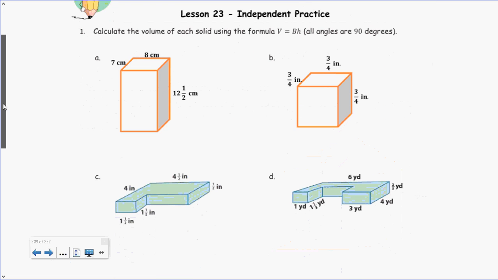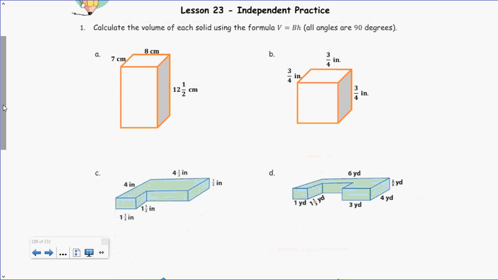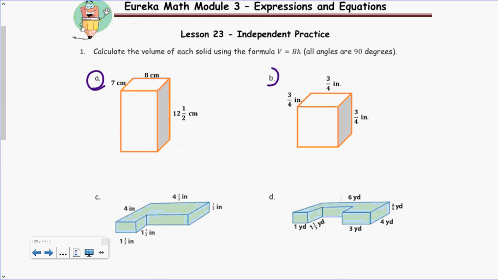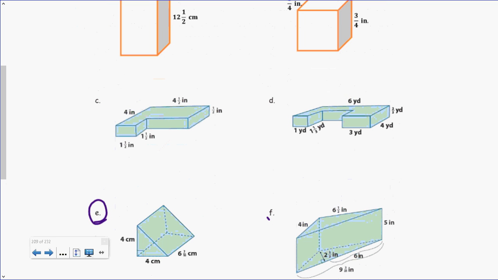Okay, for lesson 23, I'm going to do the independent practice problems with you from page 181. We're going to do A and E, and then I'm going to have you try B and F. Now, F you have to be very careful of because you're going to have to pay attention to where the right angles are when it comes to finding the area of the triangular base.